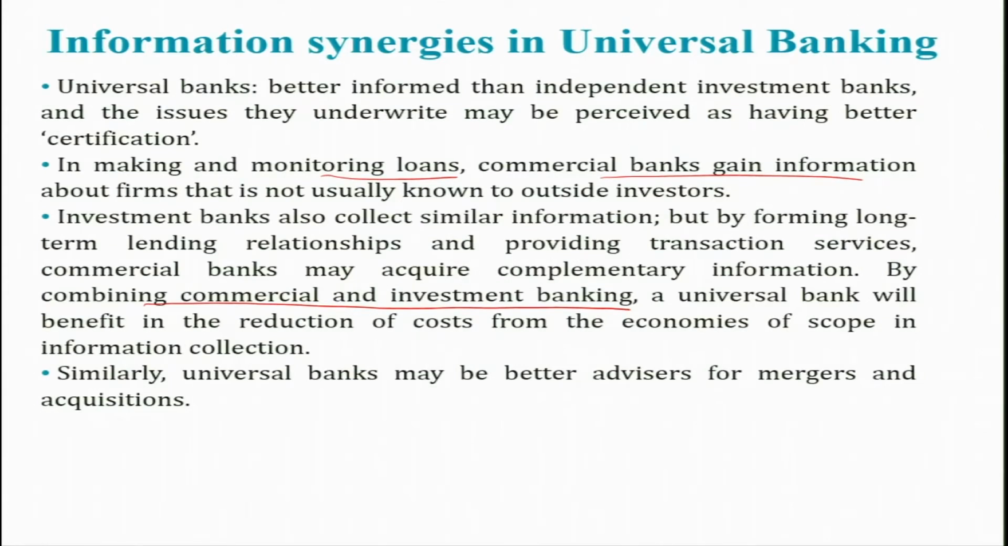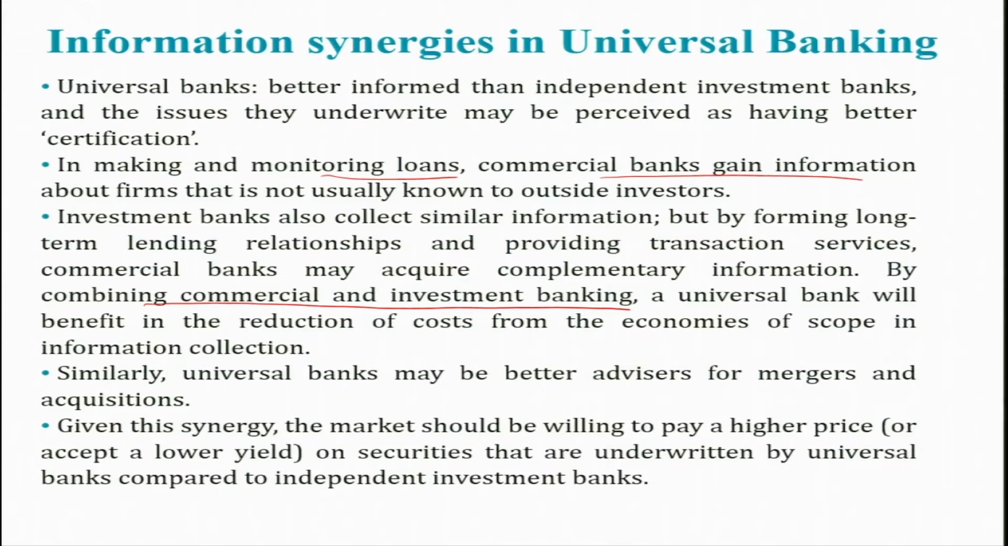Similarly, as I mentioned before, universal banks may be better advisors for mergers and acquisitions. Given this synergy, the market should be willing to pay a higher price, that means accept a lower yield, on securities underwritten by universal banks compared to independent investment banks. The investors, that means the market, would be willing to pay a higher price because they think the securities underwritten by universal banks will be more credible because of the information synergy they have.